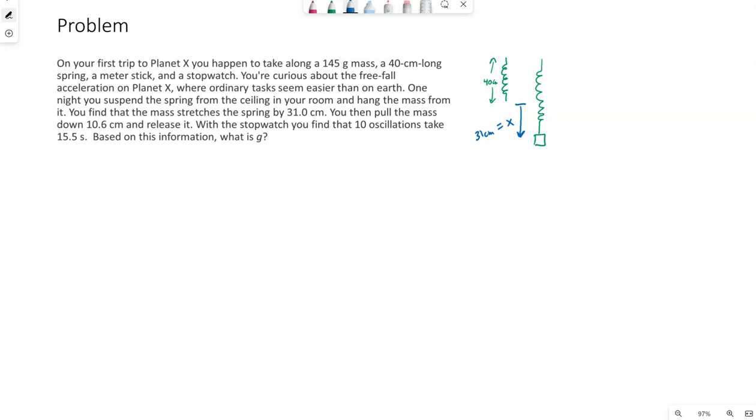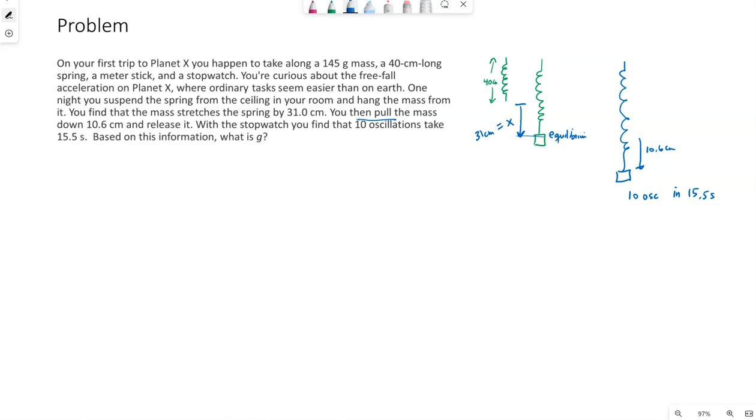So I am assuming this means this is the equilibrium position because it's not yet oscillating. I have to then pull the mass down more to release and then have it oscillate. So the next step from equilibrium is that I pull the mass down even farther, this distance of 10.6 centimeters. I release it, and then I observe that there's 10 oscillations in 15.5 seconds.